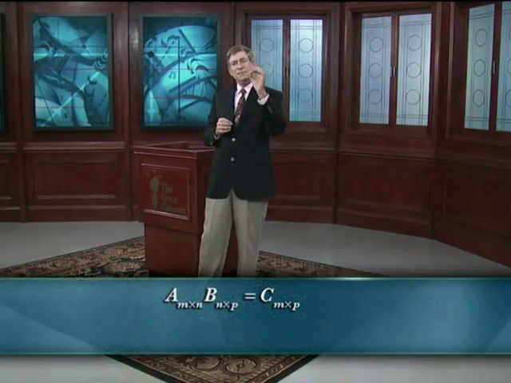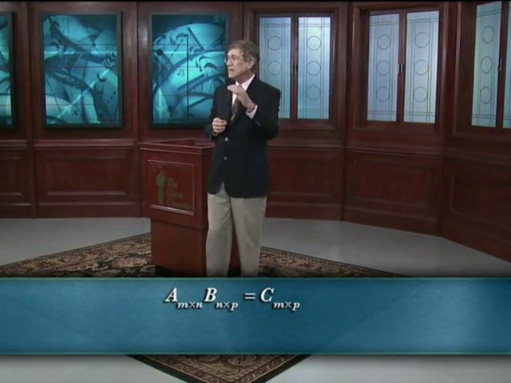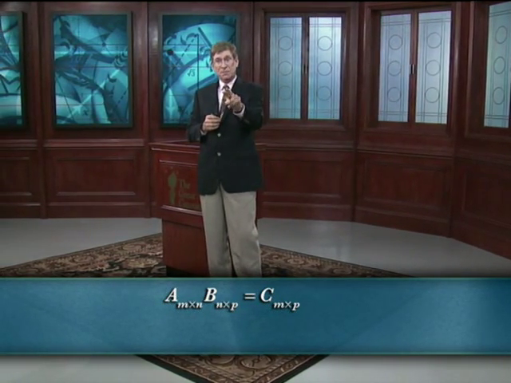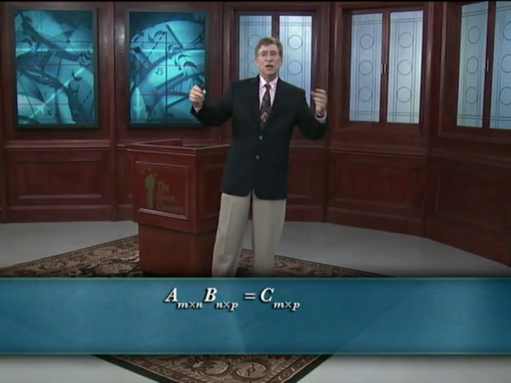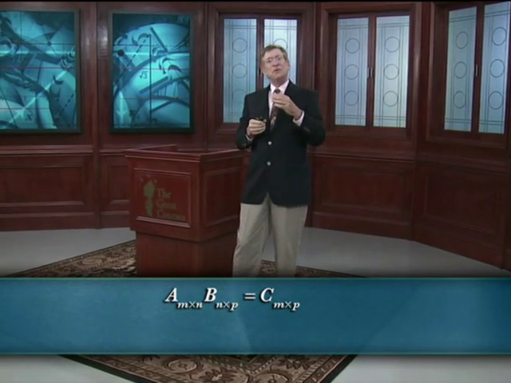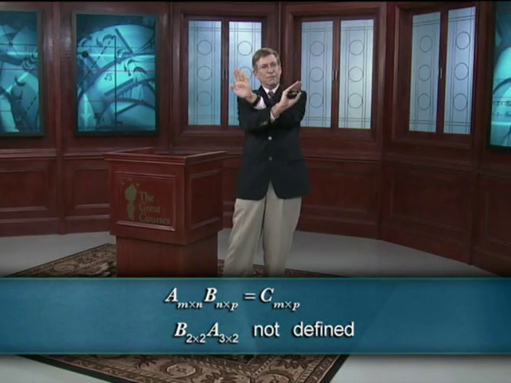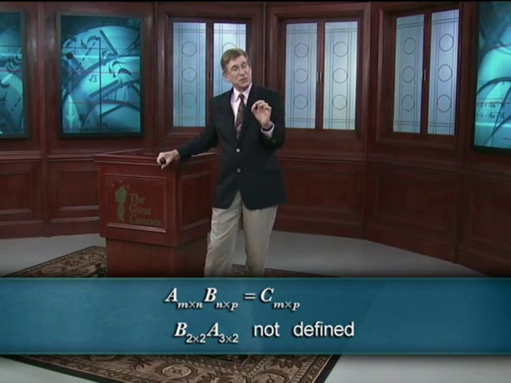In general, if A is m by n, m rows, n columns, and B is n by p, the n's are matching, the middle numbers, and the outside m and p determine the size of the product. For instance, if you took that example we just did and reversed the two matrices, B times A, B is 2 by 2.